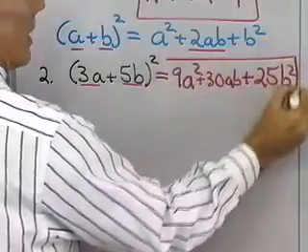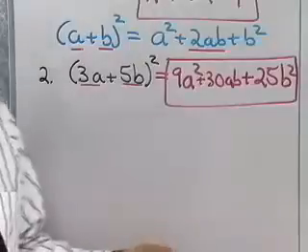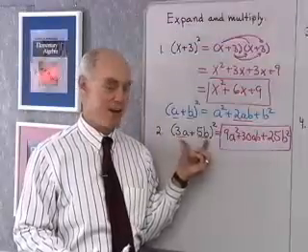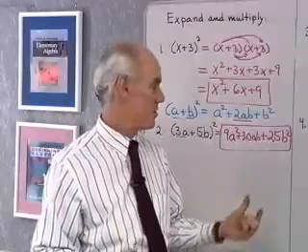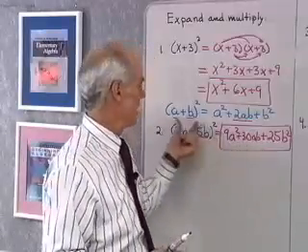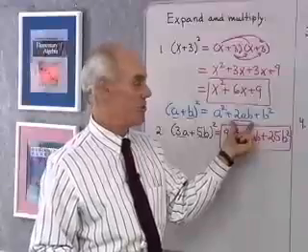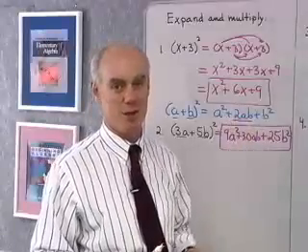30ab. Now, if you want, you can simply multiply this out by writing this as 3a plus 5b times 3a plus 5b and going through the whole regular long multiplication process. You'll get exactly this. But if you've got this formula memorized right here, you can use the formula and get to the answer just a little bit quicker.